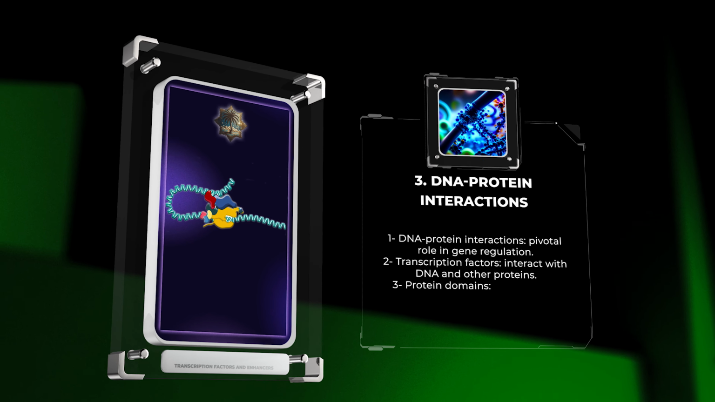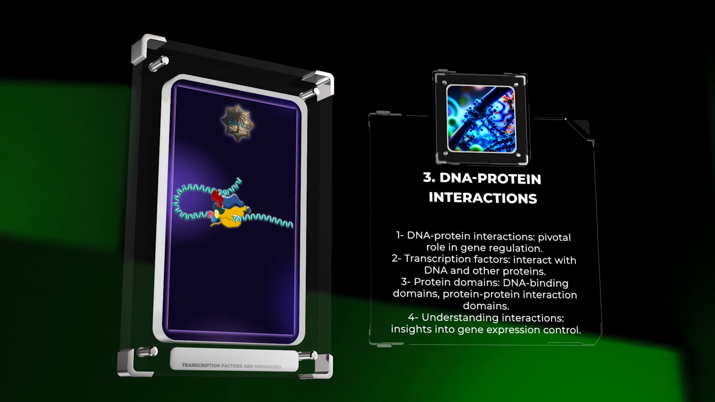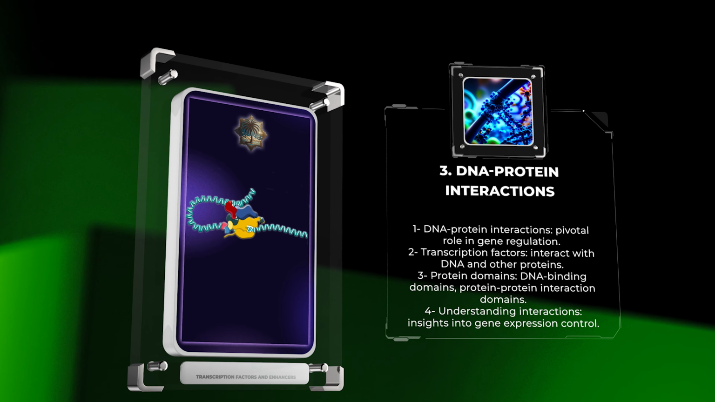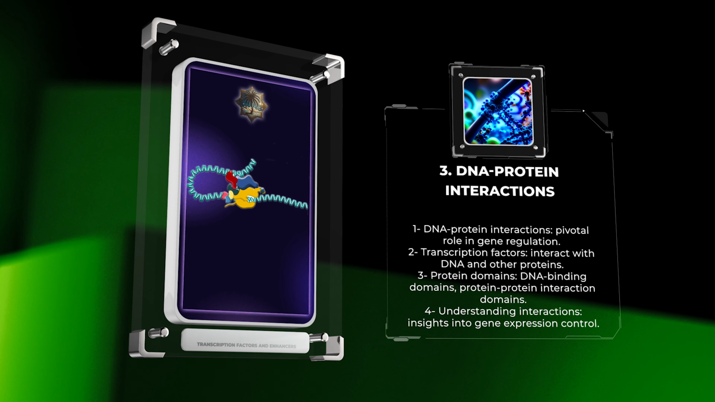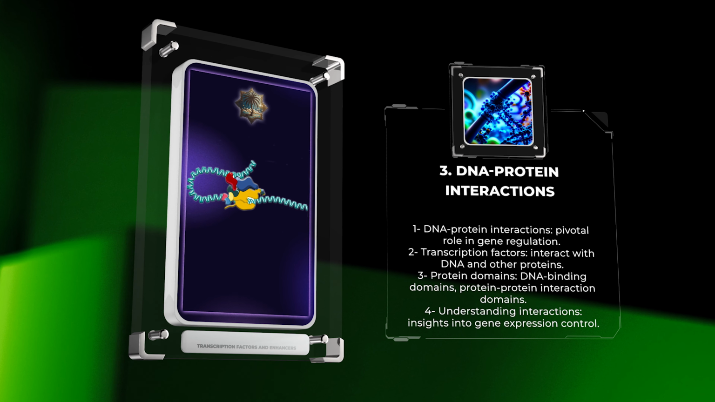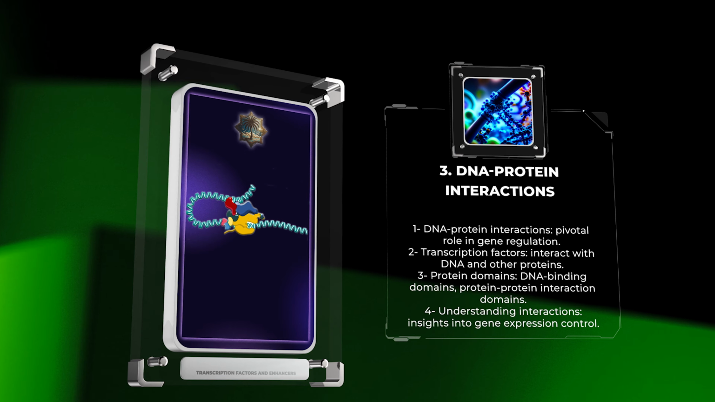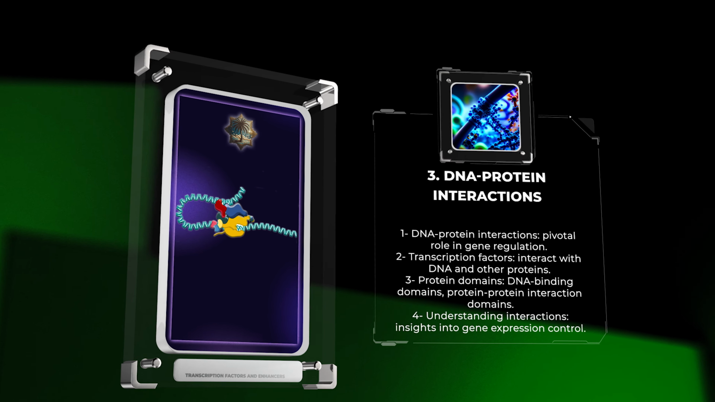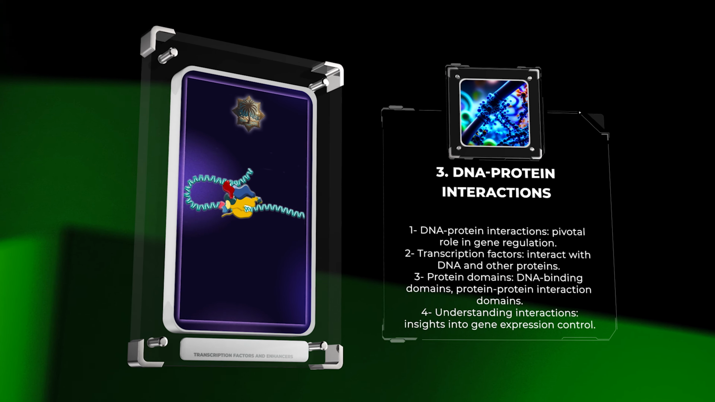DNA-protein interactions play a pivotal role in gene regulation. Transcription factors interact with both the DNA double helix and other proteins to exert their regulatory functions. These interactions can be mediated by specific protein domains, such as DNA binding domains and protein-protein interaction domains. Understanding these interactions provides insights into the mechanisms underlying gene expression control.